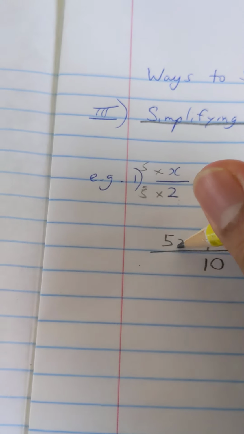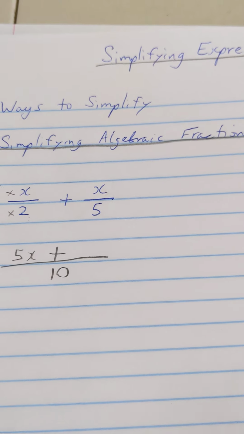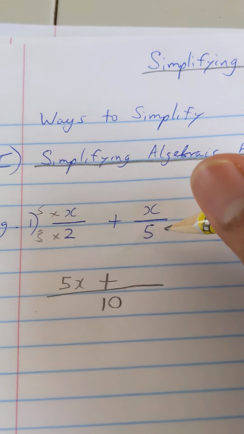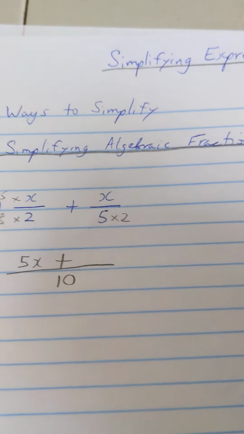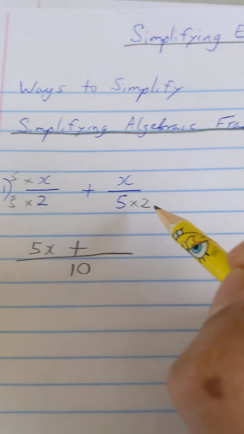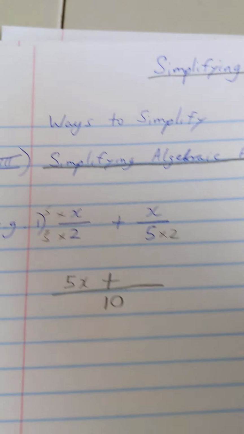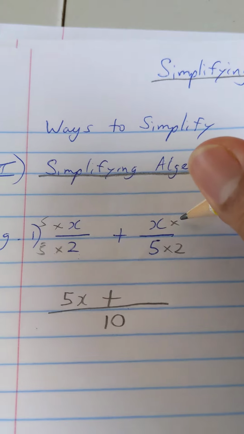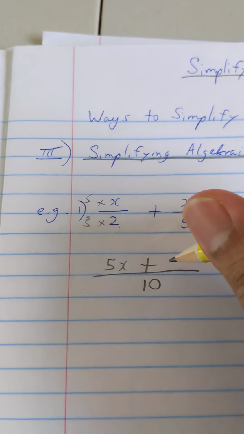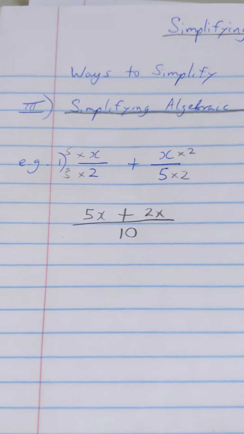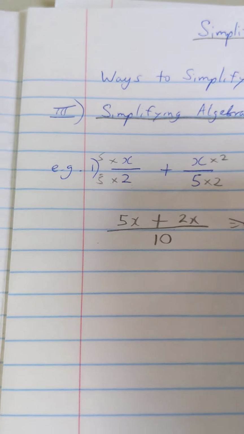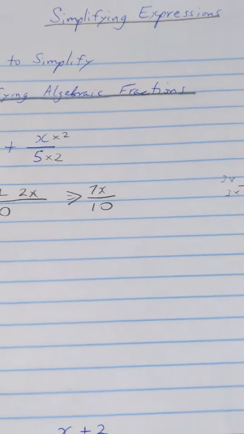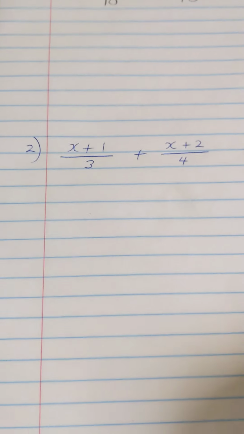5 by x, I'm going to get my 5x. Same thing on this side. I need to change that 5 to 10. So to change it to 10, 5 times 2 is 10. You realize it'll always be different numbers there. Because I multiply here by 5, I can't multiply here by 5 because that means it'll be the same. So 5 by 2 is 10. So the top part I multiply by 2. 2 by x, 2x. And after that, the next part is to group up 5x plus 2x, 7x over 10. That's it. Same idea for the second one.